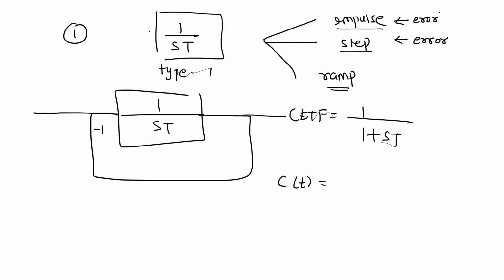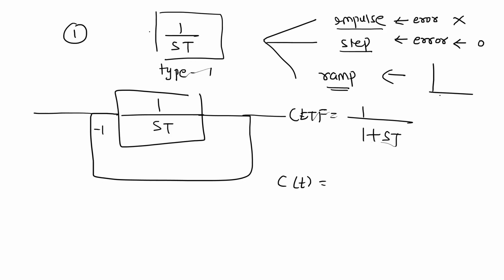Can anyone tell me, just solve this question. A type 1 system is given. What is the steady state error for impulse input? Not exists, right? Because for impulse, steady state error is not defined. Now let's go to the step input. What is the steady state error? Step input, I'm saying 0, right? For a type 1 system with step input, the answer should be 0, right?